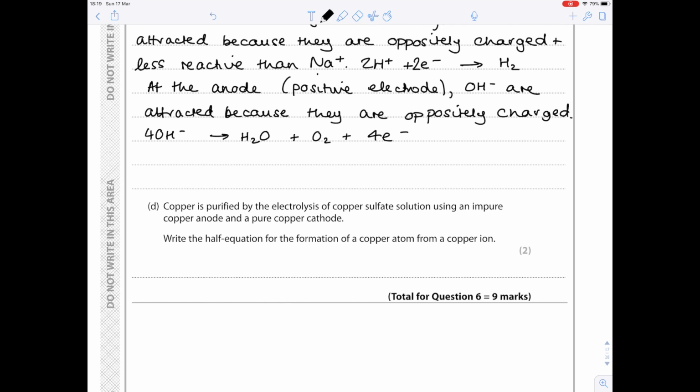Copper is purified by the electrolysis of copper sulfate solution using an impure copper anode and pure copper cathode. Write the half equation for the formation of a copper atom from a copper ion. So on our reactant side we need a copper ion. We're forming a copper atom. So how do we get a neutral atom? Well, we need to add negativity. So we're going to add 2e minus.